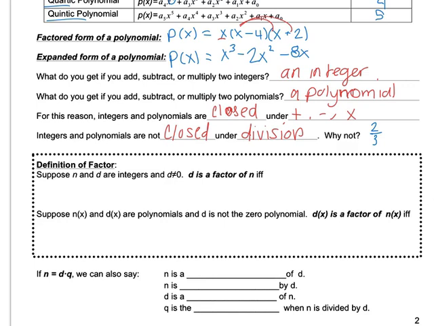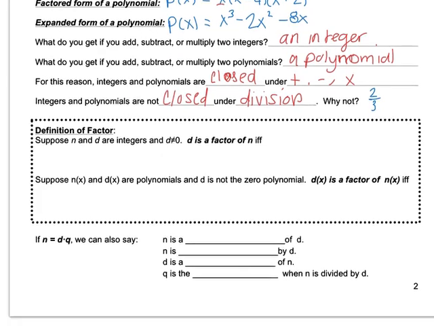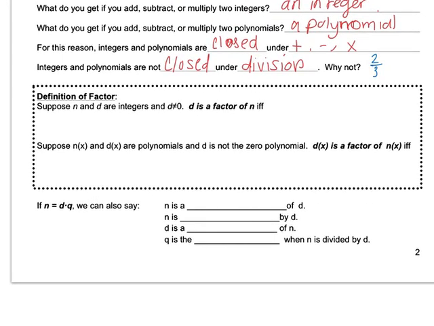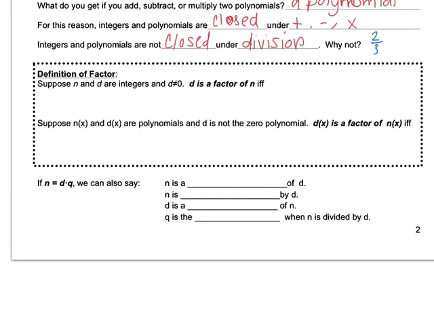That's a rational number, but it's not an integer. Same thing with polynomials. So they're not closed under division. Okay, now we're going to look at the formal definition of a factor. We use the word factor all the time. Greatest common factor, least common factor, what's a factor of this? We're going to factor this polynomial. So we use the word factor all the time. Now we're going to define it formally.